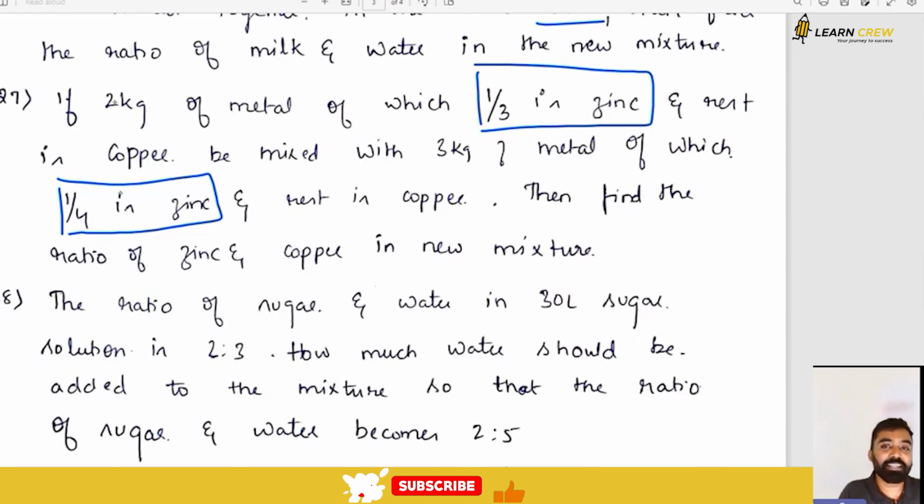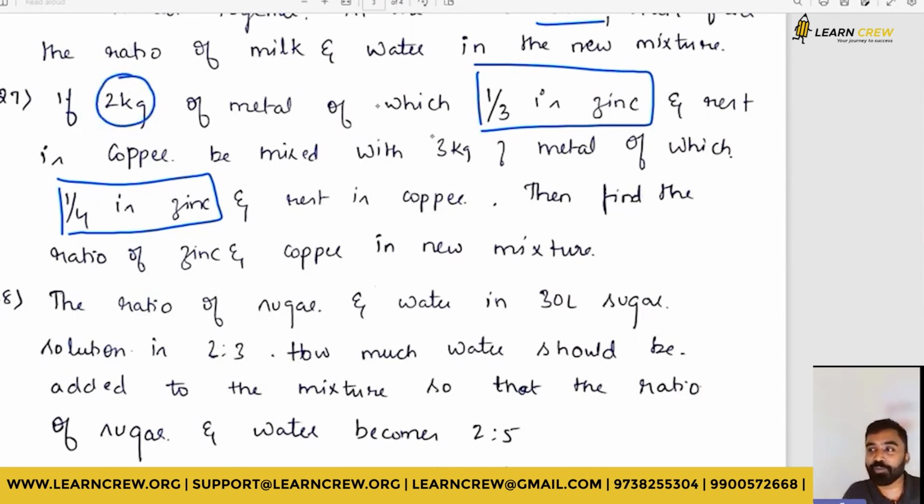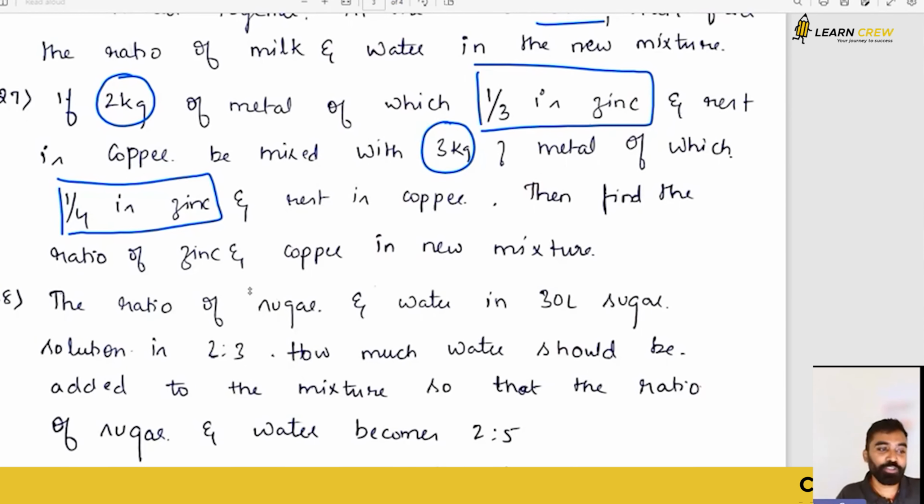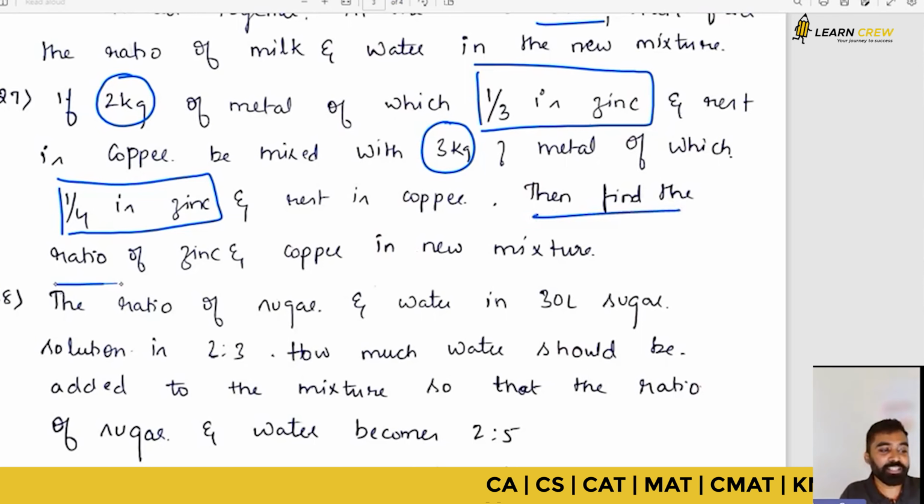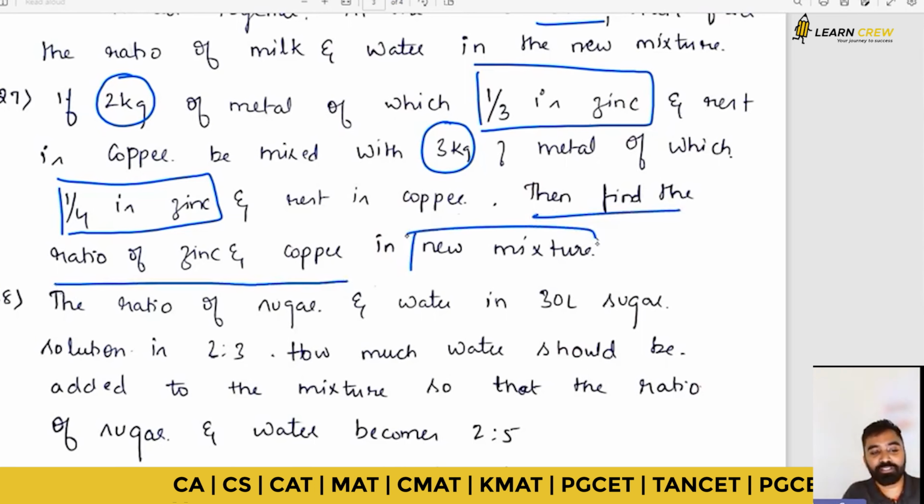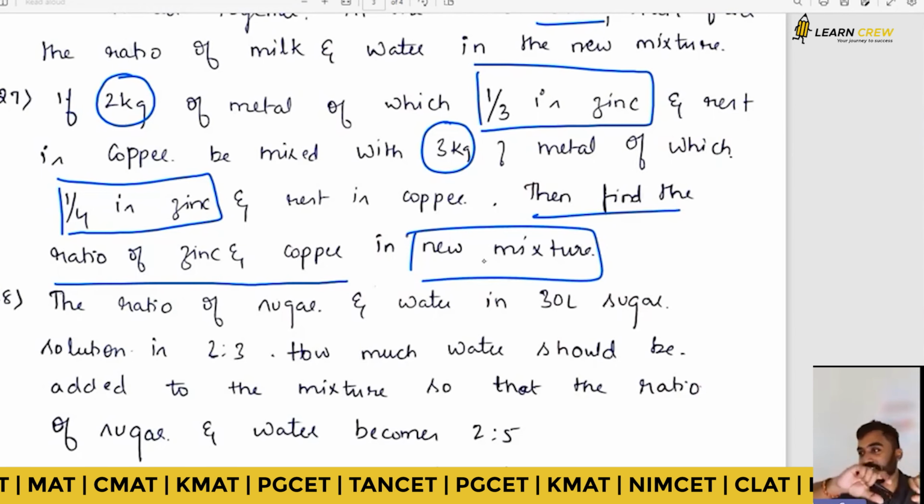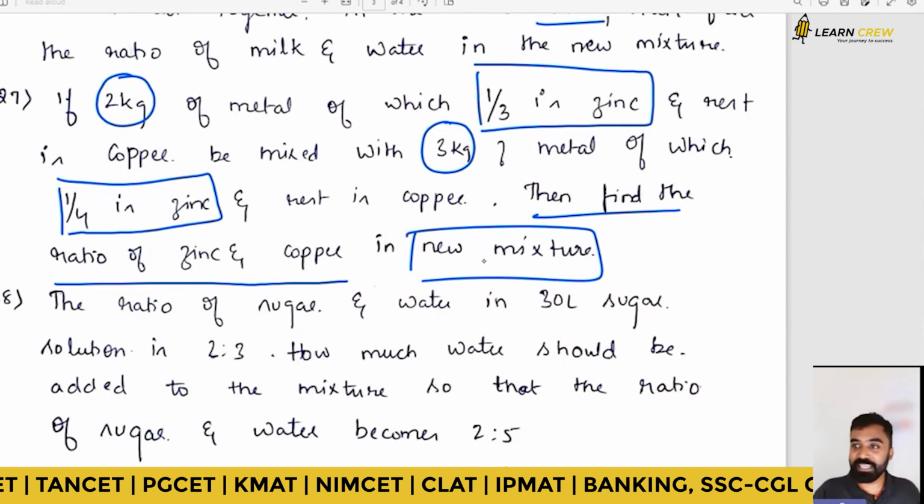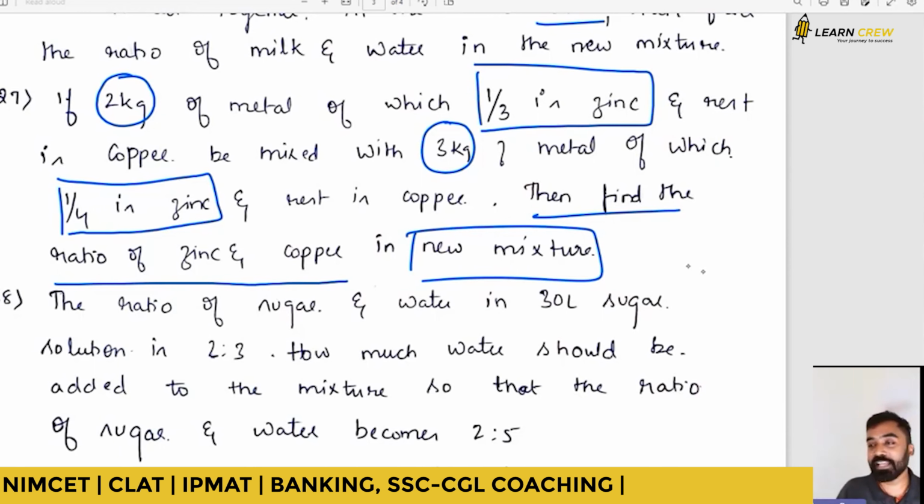Now, this is in container number 1 and container number 2. In container number 1, how many kgs are there? 2 kgs. In container number 2, how many kgs are there? 3 kgs. So this is in the ratio 2 and 3. Now you need to find out the ratio of zinc and copper in the new mixture. A new mixture of 2 kg and 3 kg is being mixed. Find out the ratio. Yes, the same thing whatever we did earlier in the last problem 26.